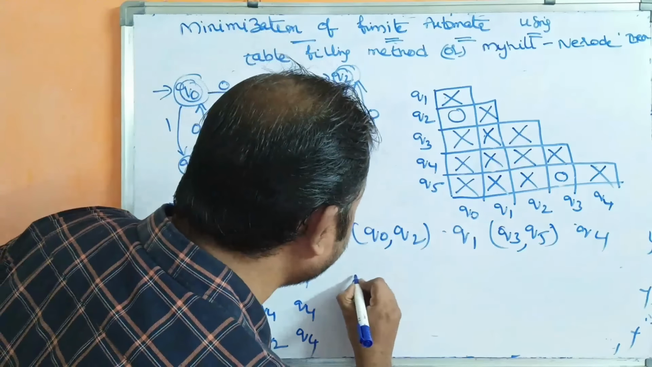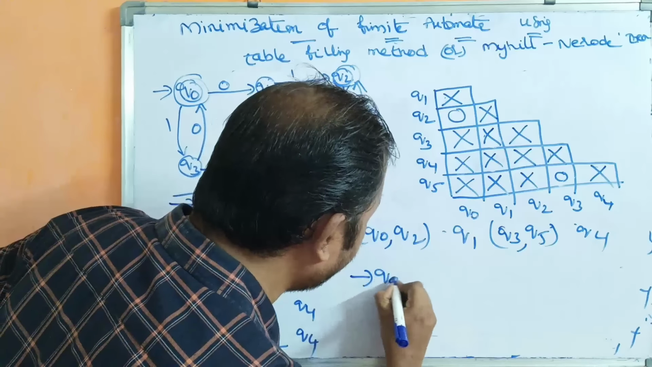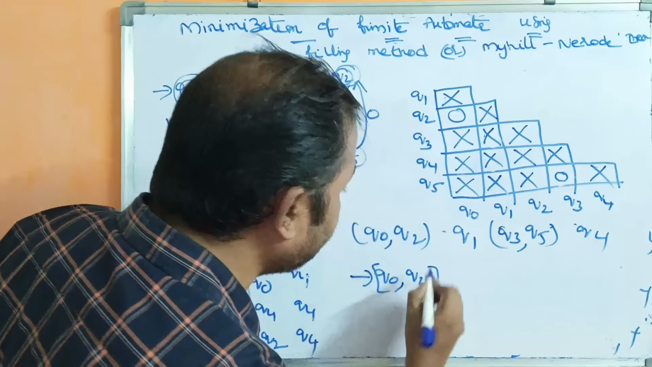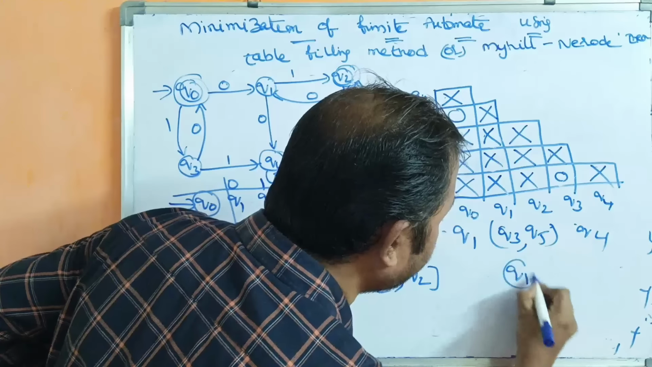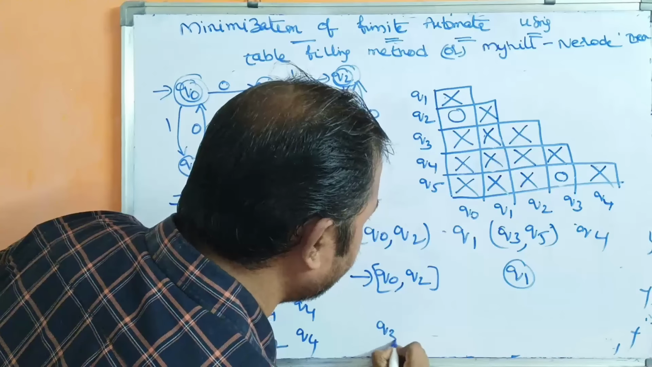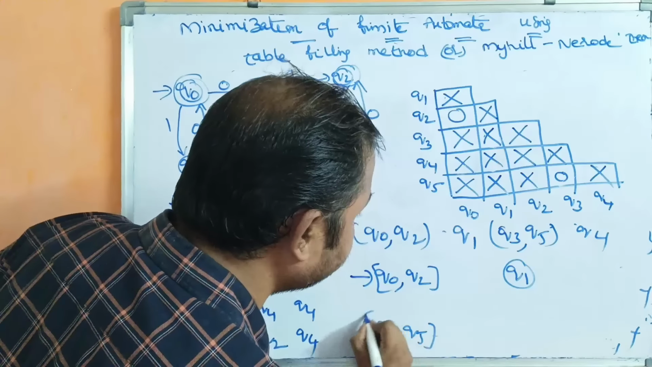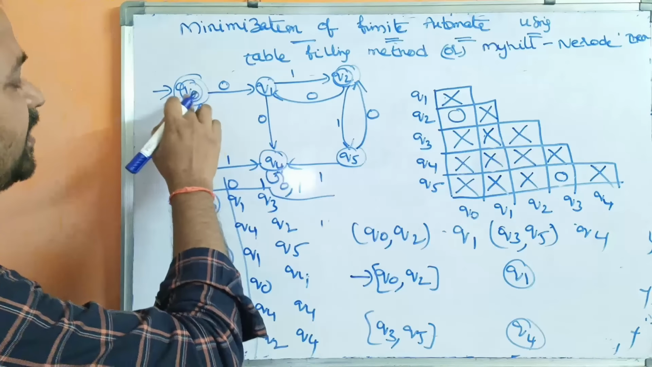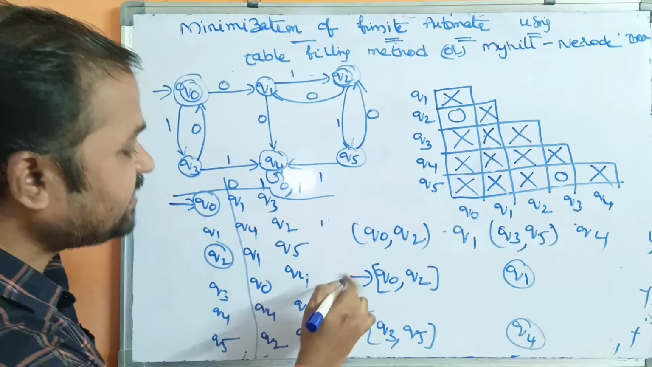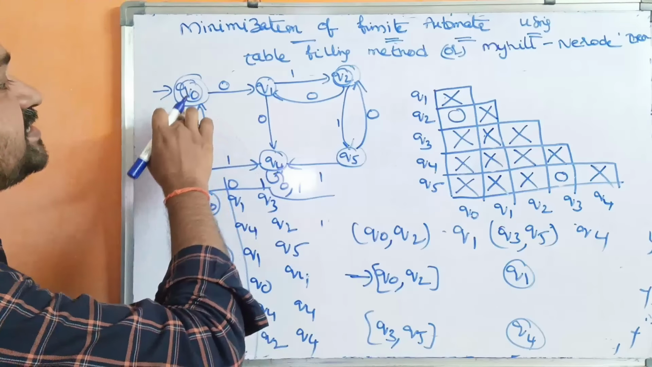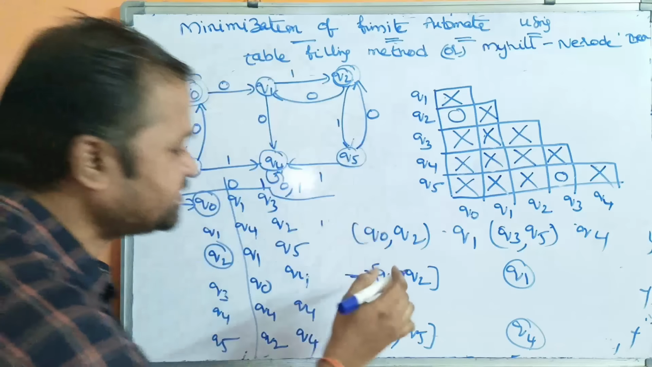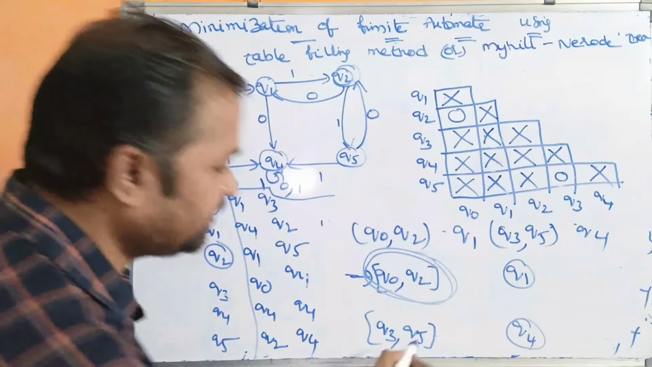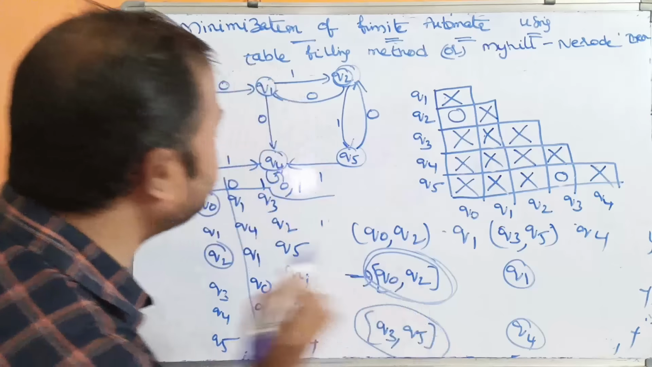Now let us construct the finite automata. The first state is Q0 comma Q2. The next state is Q1. Next one is Q3 comma Q5. Next one is the Q4 state. Here what is the initial state? Q0 is the initial state. And what are the final states? Q0 and Q2 are the final states. So let us place them in a double circle. For the remaining, a single circle is enough.